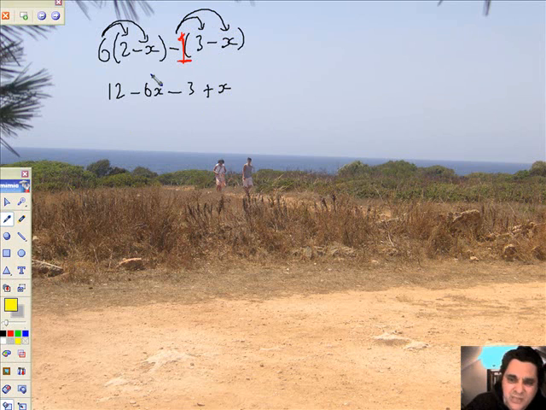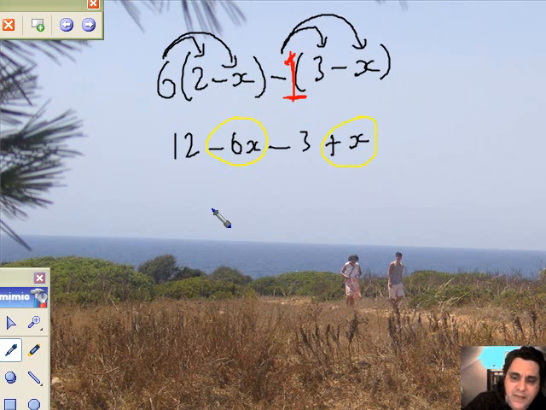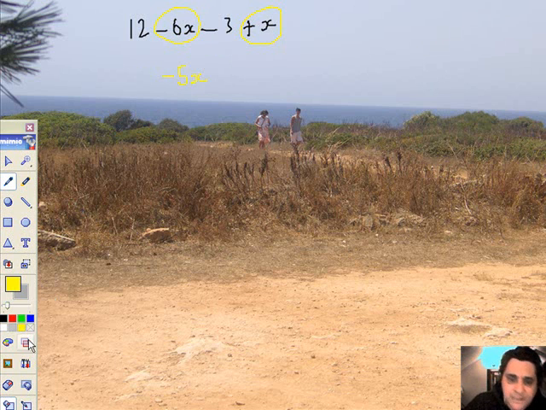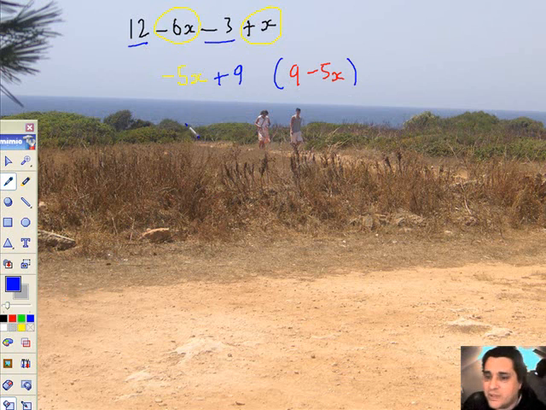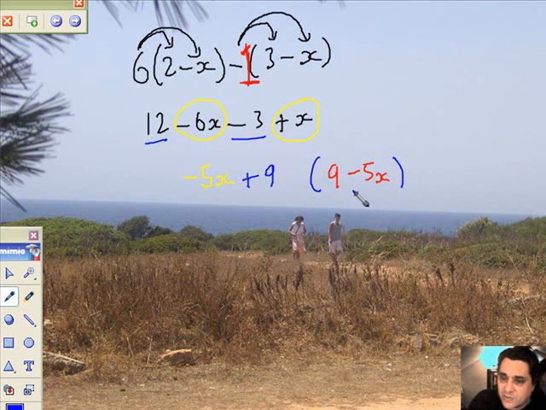So collecting the like terms, let's do the x's first. I've got minus 6x plus 1x, that gives me minus 5x, because minus 6 plus 1 is minus 5. And for the numbers, I've got 12 minus 3, which is positive 9. You could write it as 9 minus 5x if you wanted to. There's no need for it, just stick with the x's first and then do the numbers, but some teachers will go all the way and call it 9 minus 5x.